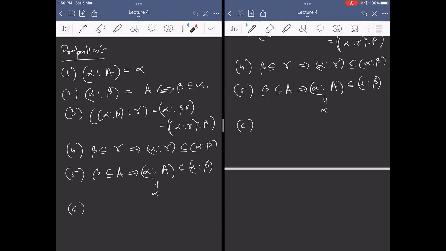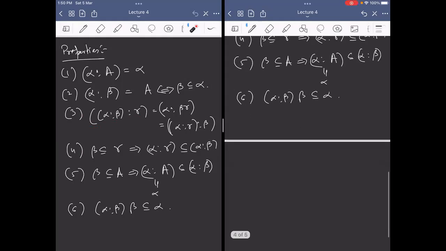Next property is that you take alpha colon beta and multiply it with beta, then it resides inside alpha, and that is just direct from the definition. That was the definition of alpha colon beta. We want to achieve this thing only, and alpha colon beta is the largest set of elements which helps you to achieve this property 6.